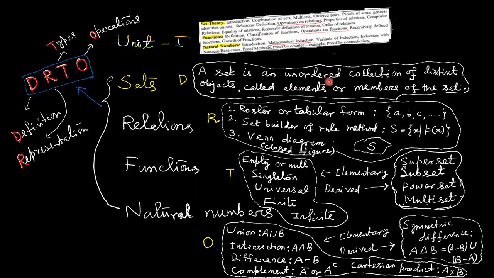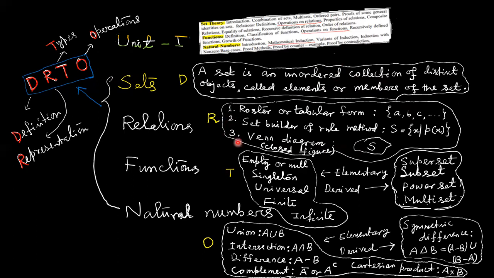Unordered means I can write the elements in any order: first element, second element, third element, fourth element, like this. Or we can say, if we change the position of the elements, the set will not change. That's why it is an unordered collection. Then what is the representation? How to represent the set?